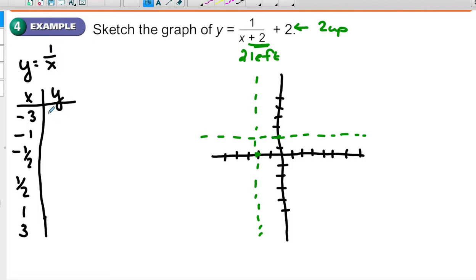1 over -3, so -1/3. 1 over -1 is -1. 1 over -1/2 is -2. 1 over 1/2 is just 2. 1 over 1 is 1, and 1 over 3 is 1/3.